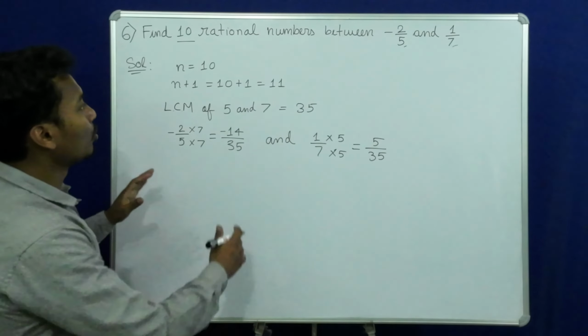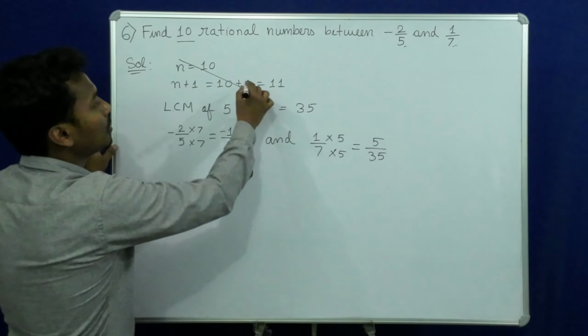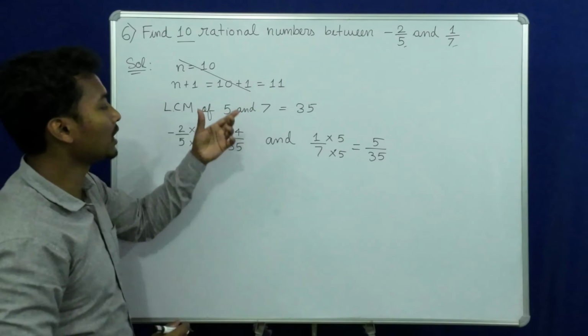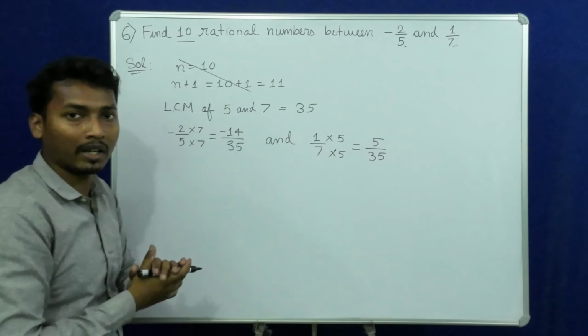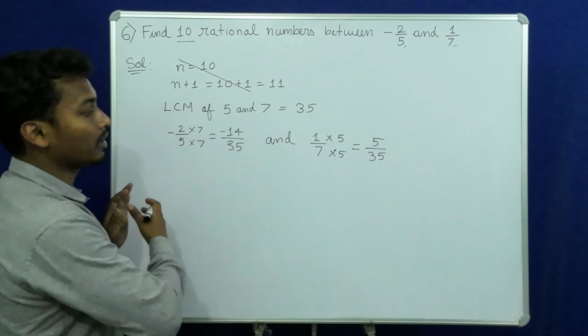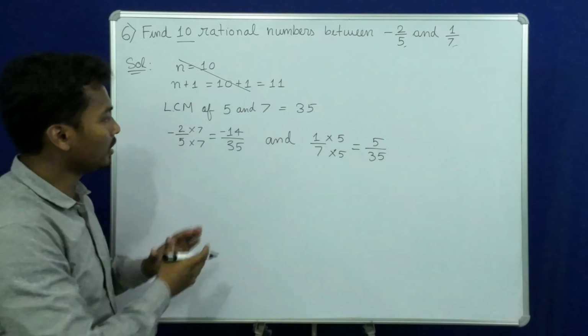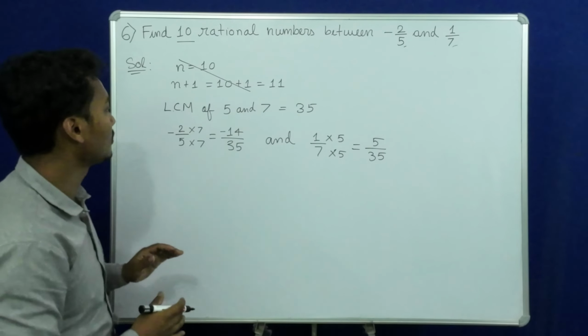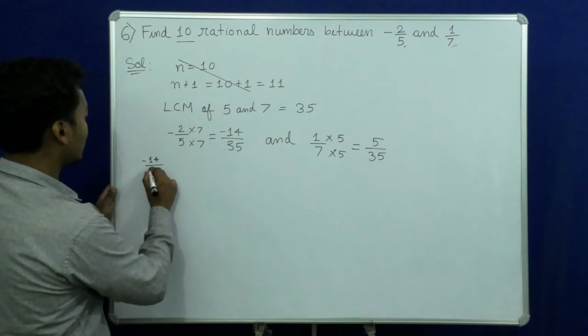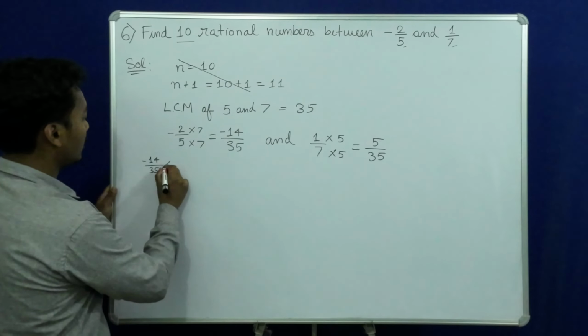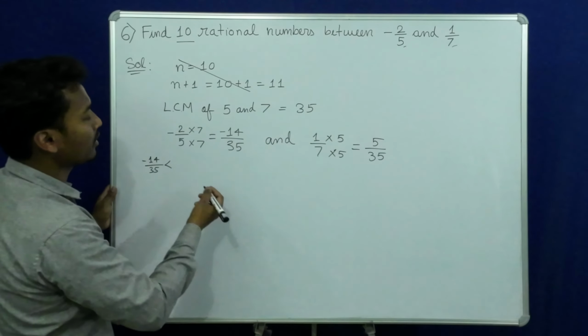So we will not apply this step. We will not multiply n plus 1 with the numerator and denominator and further divide into smaller parts, otherwise we'll get lots of rational numbers. Here we have sufficient rational numbers. So let's represent them. So negative 14 by 35 less than, what can be the next rational number?